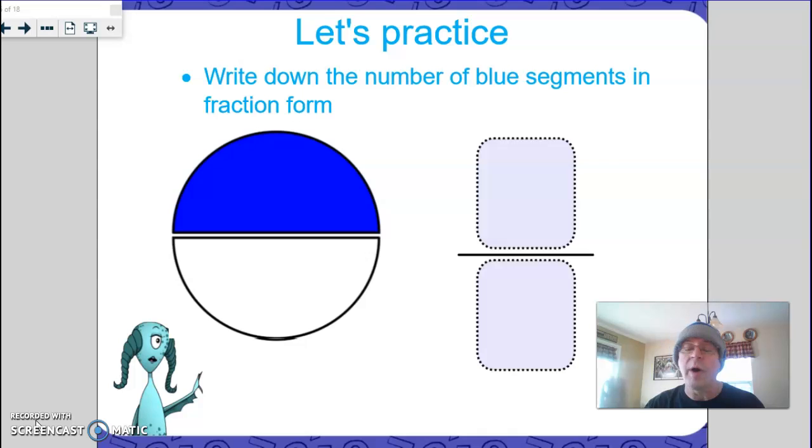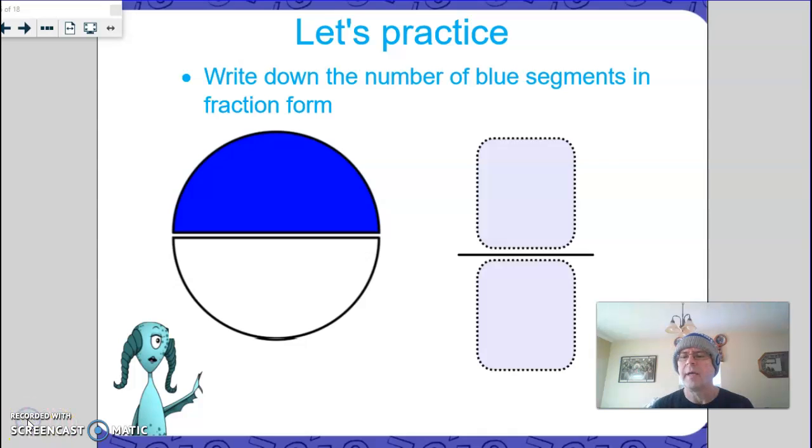All right, so what is a fraction? A fraction talks about parts of a whole. The top number, the numerator, tells us how many pieces we are talking about. The bottom number, the denominator, tells us how many pieces it takes to make one whole thing. Okay? So we're going to talk about numerator and denominator today and what they mean.